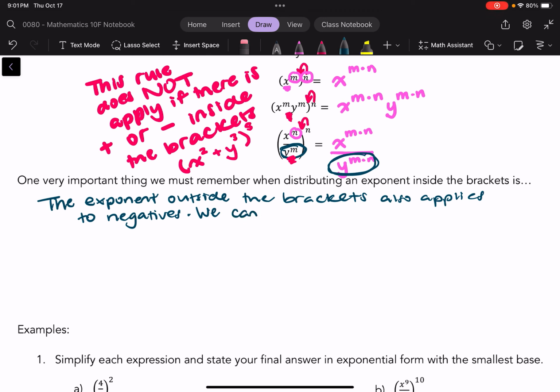We can treat the negative as a -1 and evaluate that power.